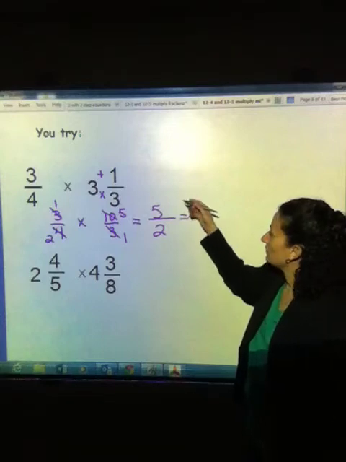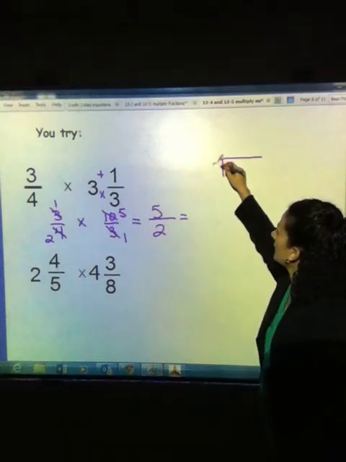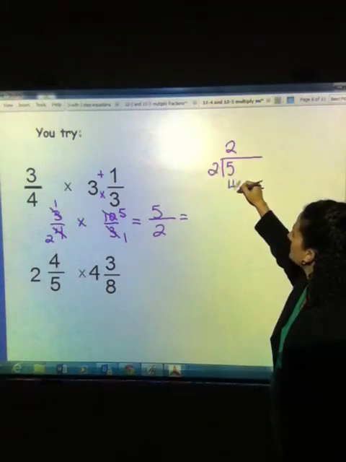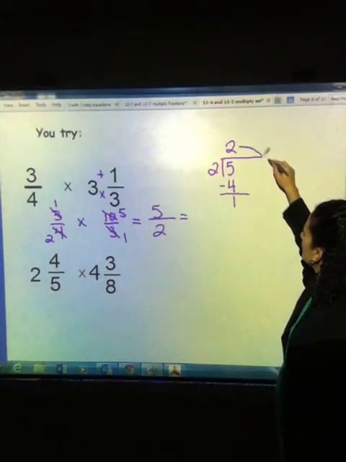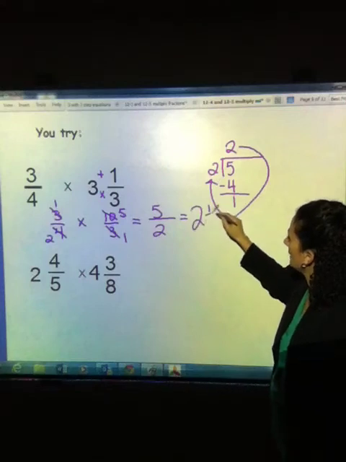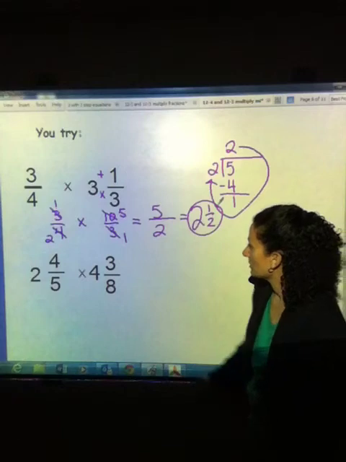And when I divide 5 by 2, you can check the division here. 5 divided by 2. 2 goes into 5 2 times. 2 times 2 is 4. Remainder 1. Go around the clock here. 2 and 1/2 is my answer. 2 and 1/2. Did you get it right? Let's check the last one here.